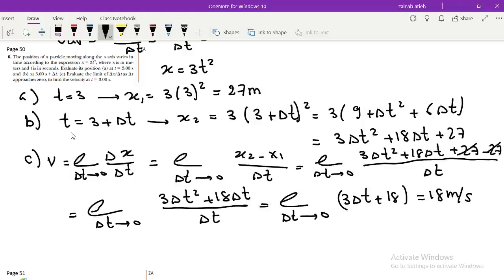Why? Because I took the average between t and t plus delta t and let delta t go to zero, so the average became very small, an average at 3. So I can find the instantaneous velocity using the definition. Now let's move to the next problem.